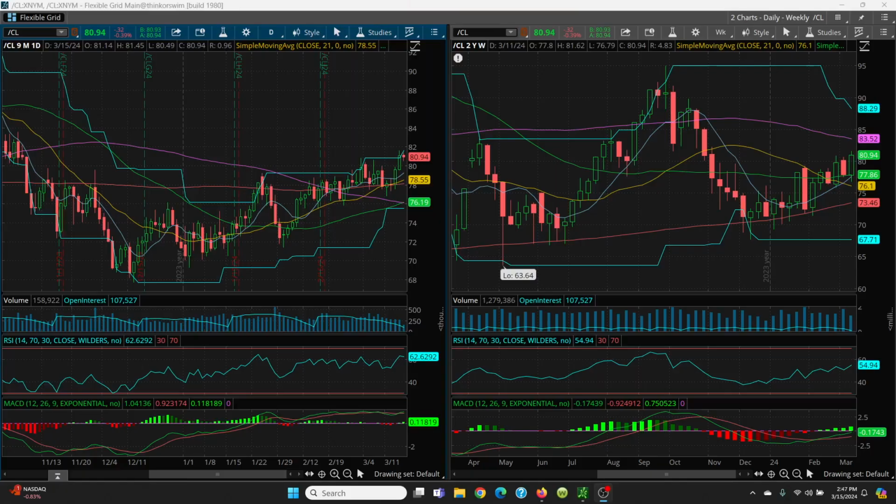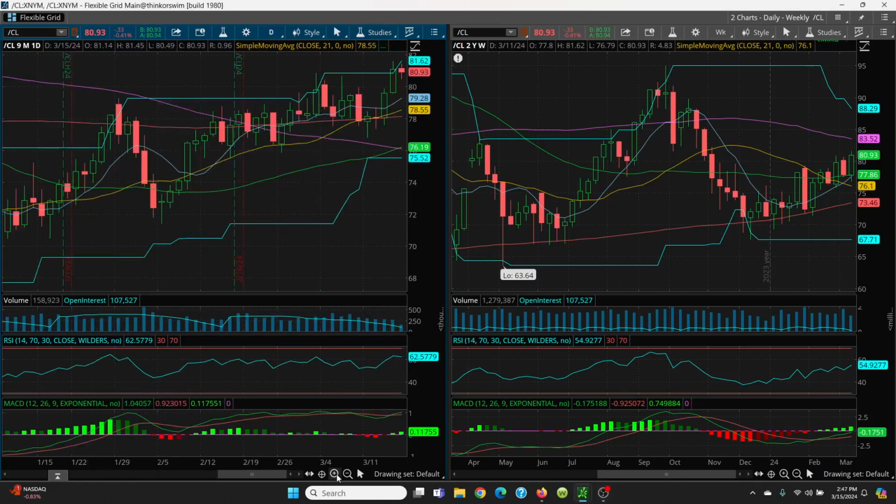All right, here we have crude oil, your daily and your weekly chart. Now we can see today, basically what we had is an inside day. All that means is your high and your low is within the previous day's high and low candles. So that's what we have here so far.